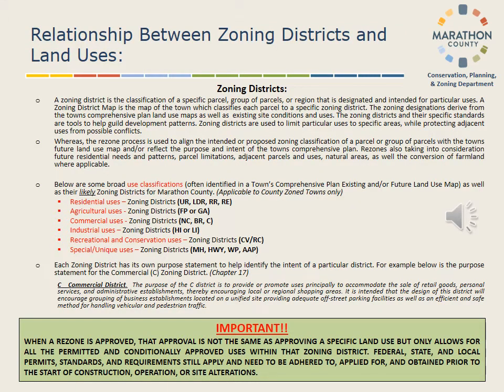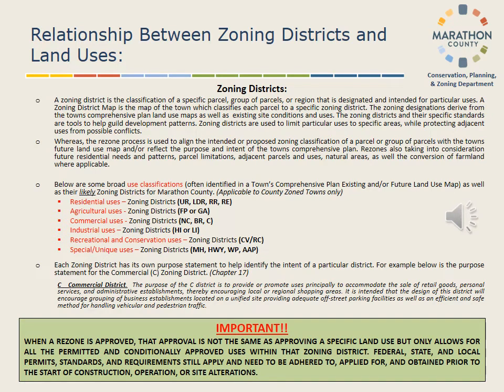Next, we will go over the relationship between zoning districts and land uses. A zoning district is the classification of a specific parcel, group of parcels, or region that is designated and intended for particular uses. A zoning district map is a map of the town which classifies each parcel to a specific zoning district. The zoning designations derive from the town's comprehensive plan land use maps as well as existing site conditions and uses. The zoning districts and their specific standards are tools to help guide development patterns. Zoning districts are used to limit particular uses to specific areas while protecting adjacent uses from possible conflicts.